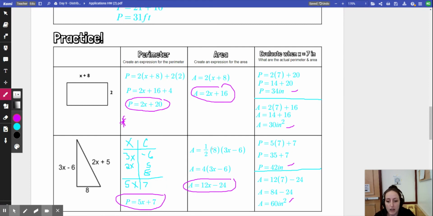Additionally, when finding the area of a triangle, remember it's 1/2 the base. So 1/2 of 8 would happen first, which gives you 4. Then you can use the distributive property.